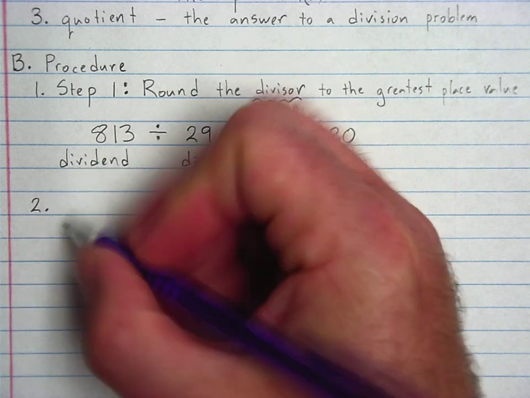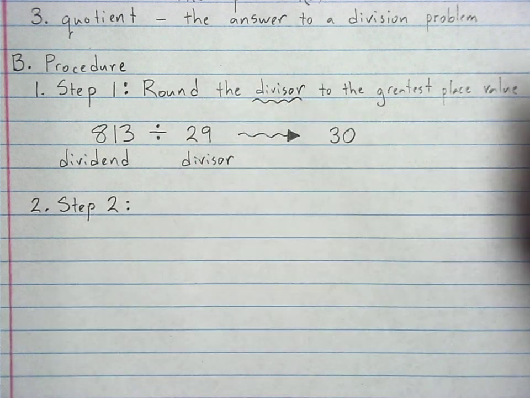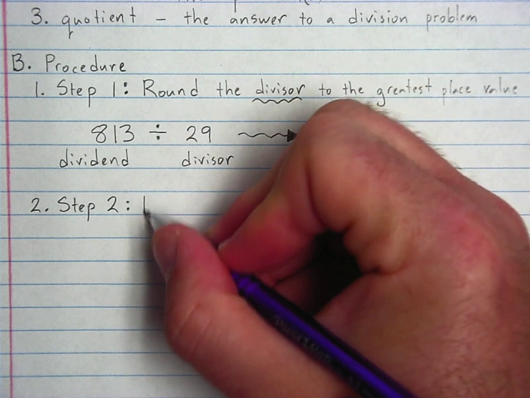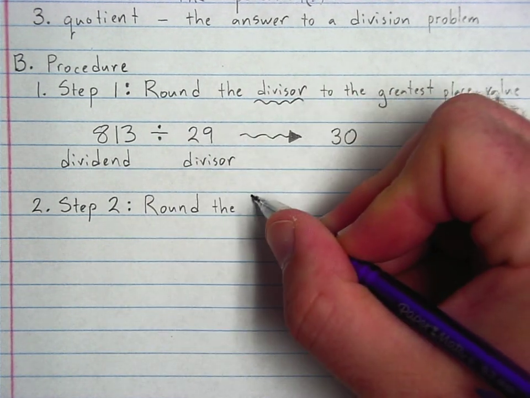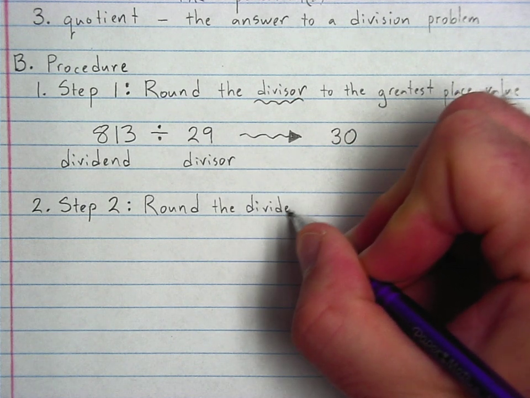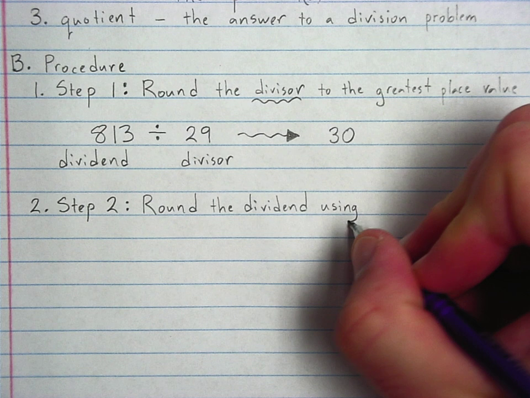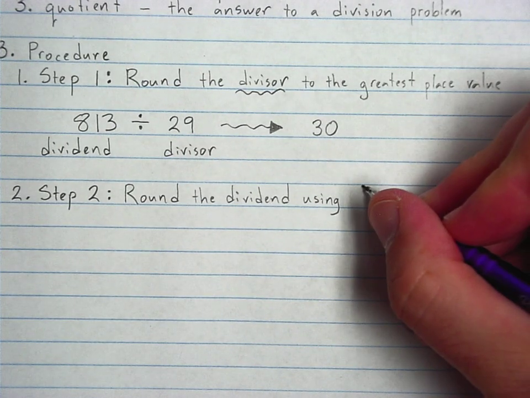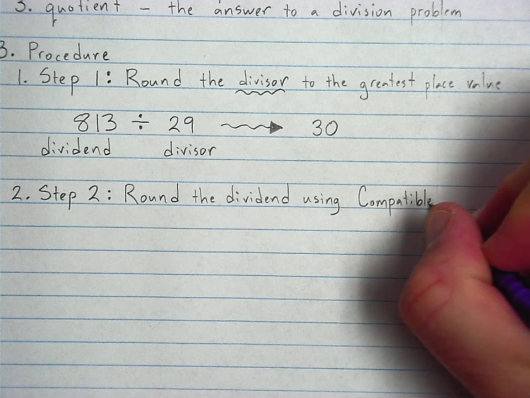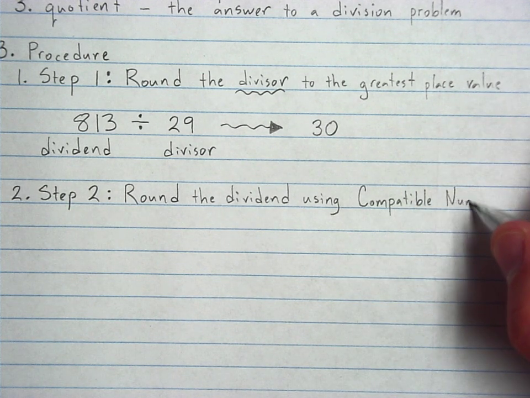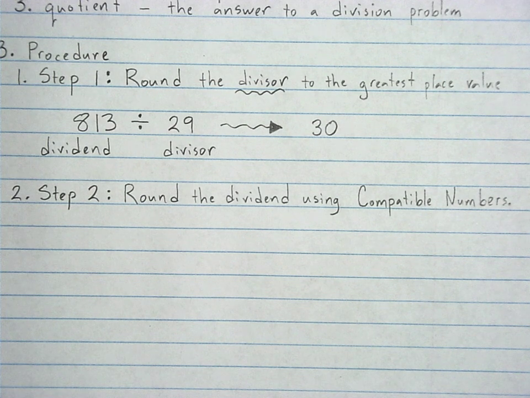Step 2 is where we're going to throw some of those rules to the side. Step 2. When it's time to round the dividend, round the dividend using compatible numbers. Now, compatible numbers, what on earth are those?